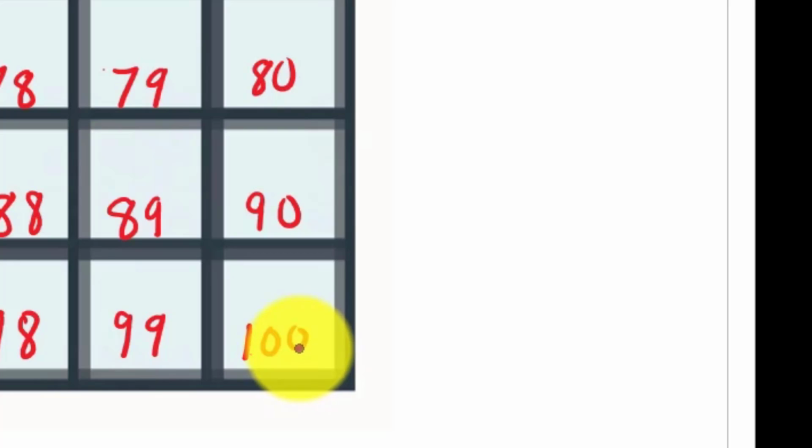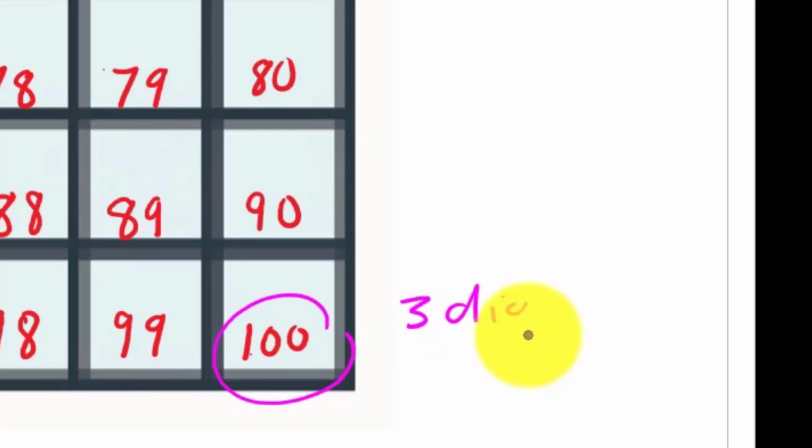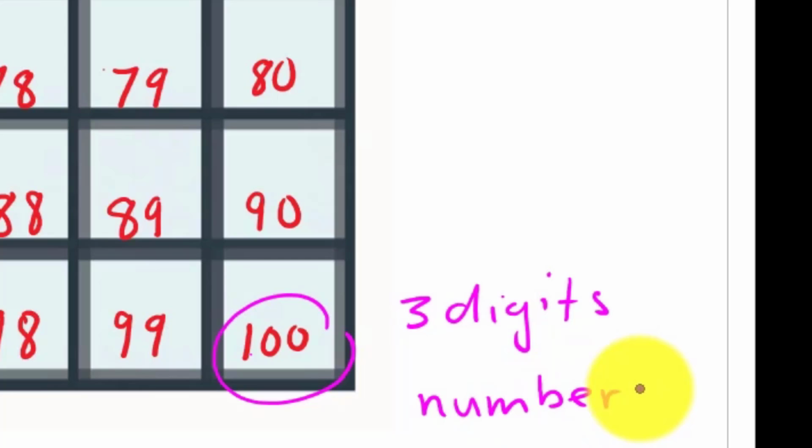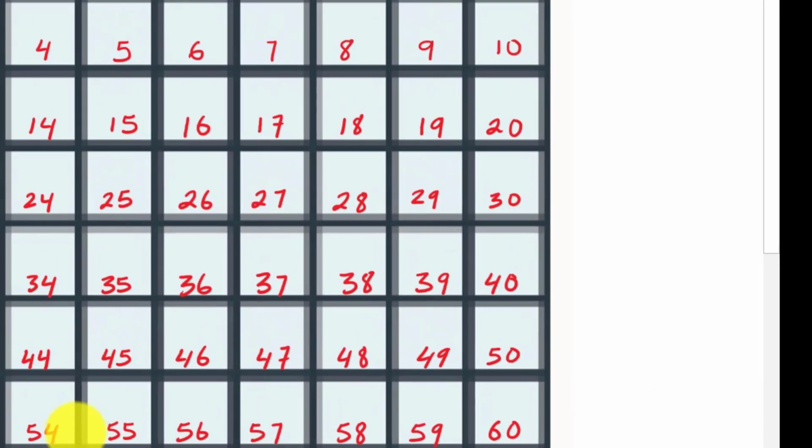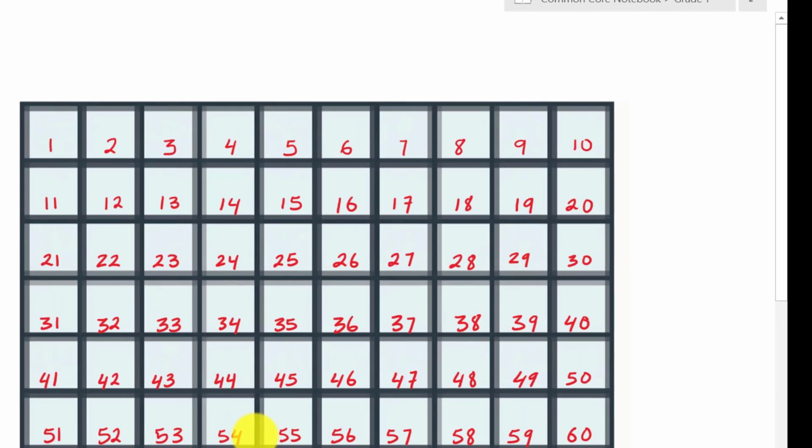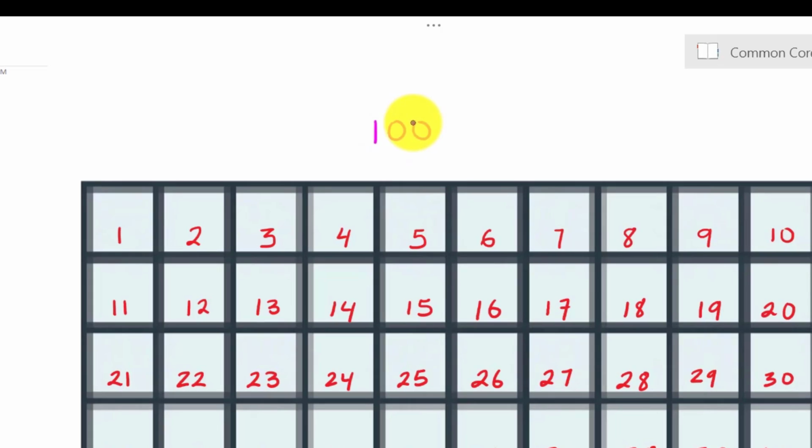The first digit is 0, the second digit is 0, and then the third digit is 1. So 3 digits total. So we have a 3 digit number. Okay? And that's the number 100. Now let's go back and learn about place values. So let's write the number 100. When you look at this, this has 3 digits.